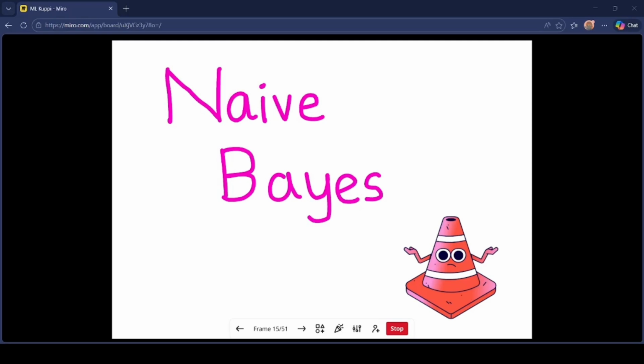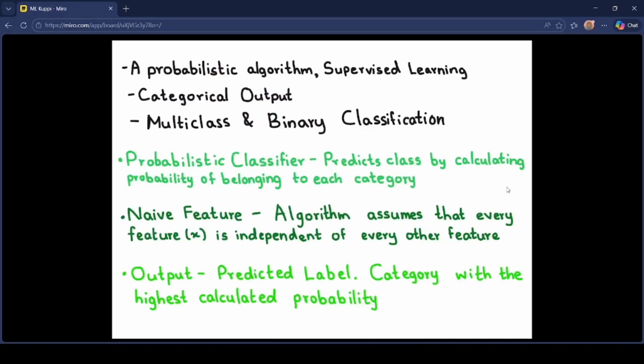Now we'll be looking into naive Bayes, the next classification algorithm. This too is a supervised learning algorithm where our output is focused on a categorical variable. This is a probabilistic algorithm where probability techniques are used, and this is best for multi-class and binary classification. So here there are three techniques that we look into. First is the probabilistic classifier.